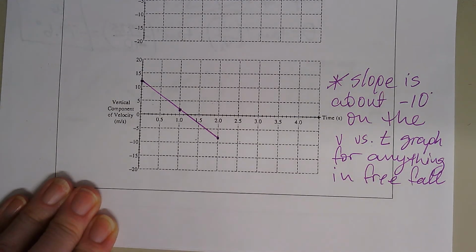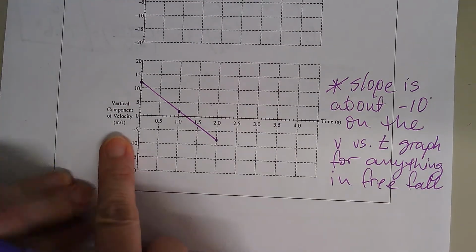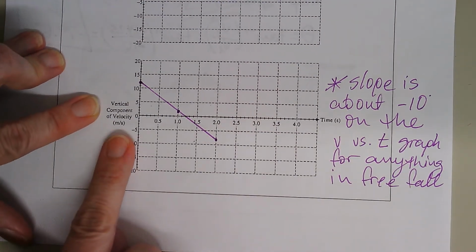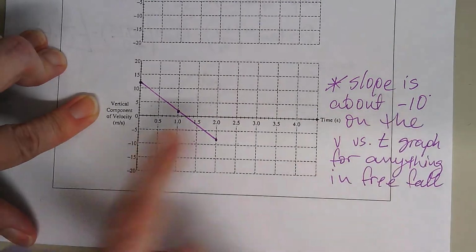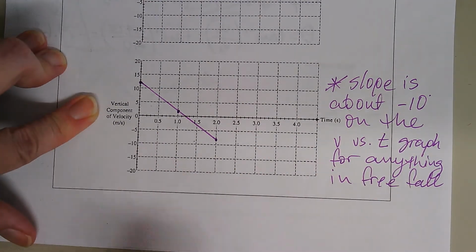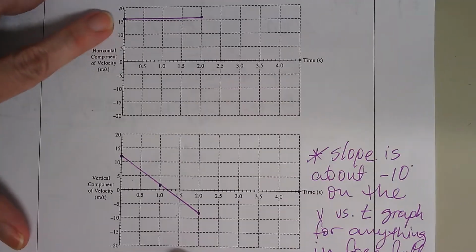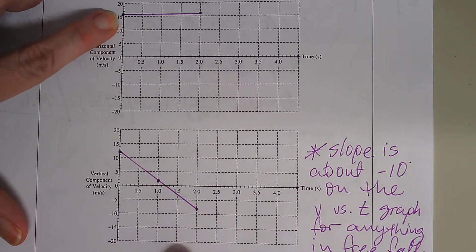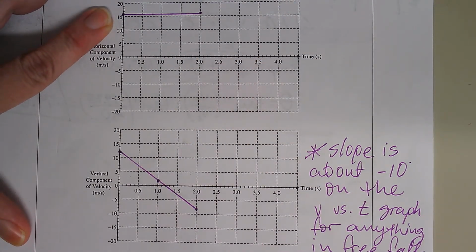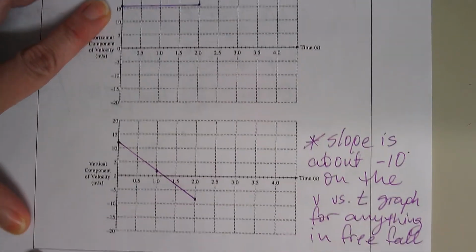Okay, questions? It's only for the vertical? Yeah, because this is asking for the vertical component of velocity. So yeah, this slope, -10, is only for the vertical component of velocity, because the horizontal component is constant. So it's always going to be a flat line for the V versus T graph for the horizontal component. Lots of V's in there, huh?